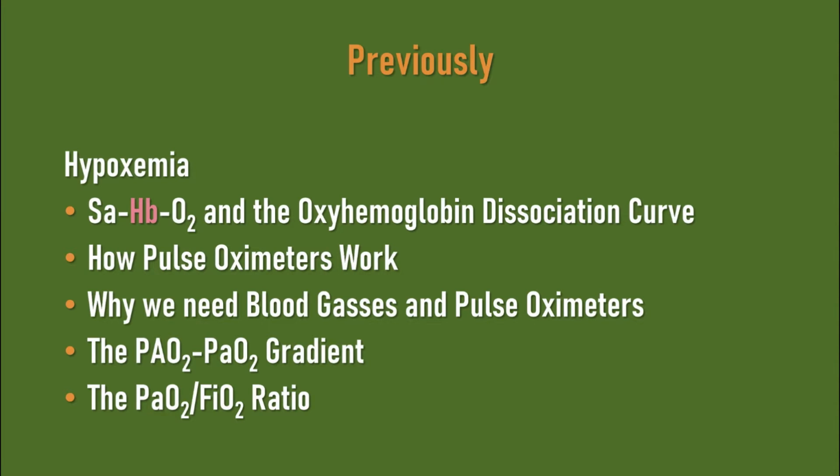We looked at the oxyhemoglobin dissociation curve and how it shifts from right to left, and how the S shape is critical to understanding how hemoglobin binds to oxygen and how pulse oximeters work. From that, we talked about why you need to do both blood gases and use pulse oximeters at the same time to make sure that they correlate. We then looked at how to quantify hypoxemia.